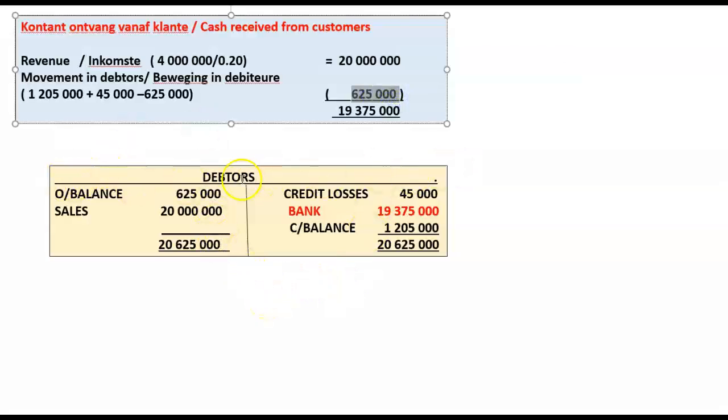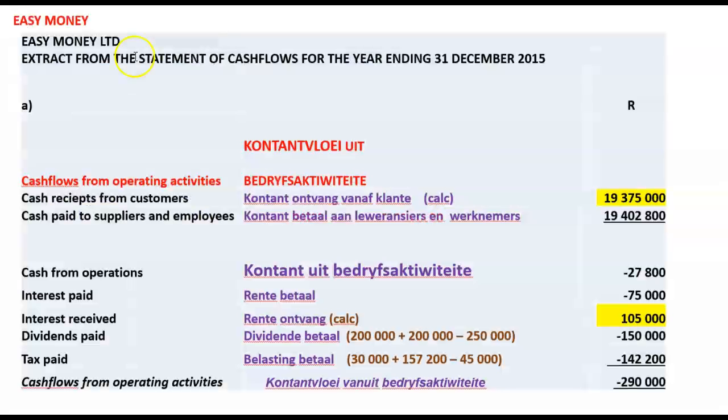The alternative way would have been to do a T account, and in the T account you would have had your opening balance of 625,000, your closing balance of 1,205. Credit losses written off is a credit entry on your debtors because you actually decrease your debtors with 45,000. Sales, 20 million. So therefore the amount that we receive from our customers, 19,375, and we go and park it, 19,375.